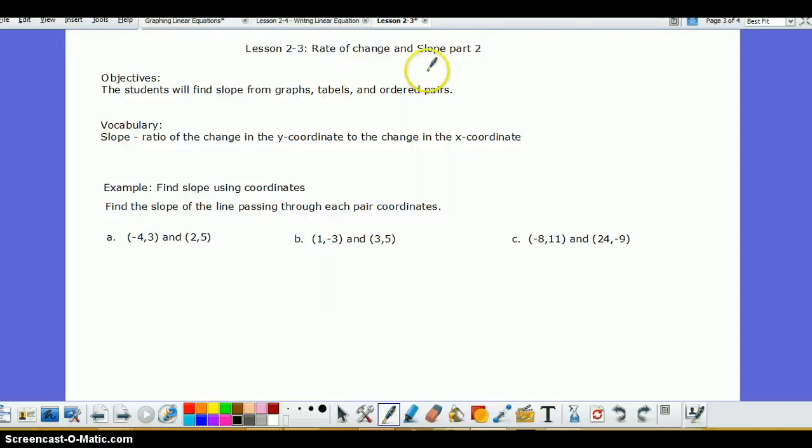Alright, part 2. In this one we're going to be talking more about theoretical slopes. The students will find slope from graphs, tables, and ordered pairs. Slope, just like rate of change, is the ratio of the change in the y value to the change in the x value. Ratio, I think I mentioned last video, is a fraction. How does the y value change to how does the x value change?